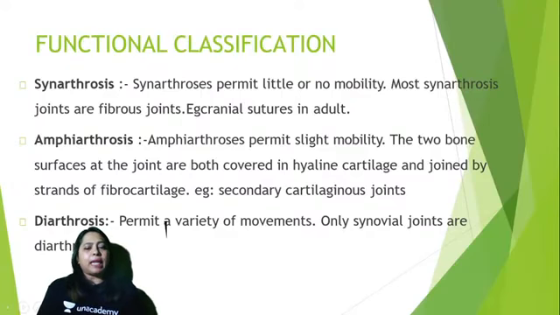Next one is diarthrosis. Diarthrosis is something that permits a variety of movement. Only the synovial joints are considered to be diarthrotic or diarthrodial type of joints. So this is again the functional type of classification, which is not as popular as the structural classification. So usually when some question is asked, structural classification is what is kept in mind.